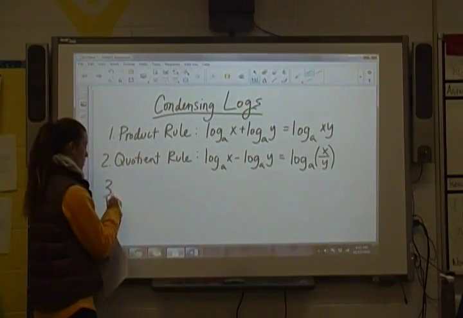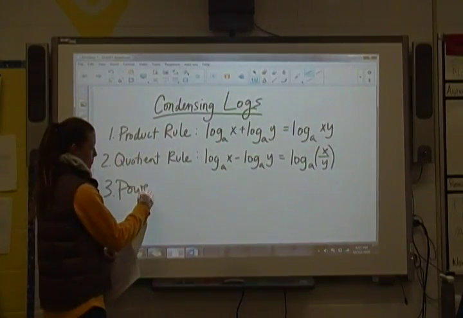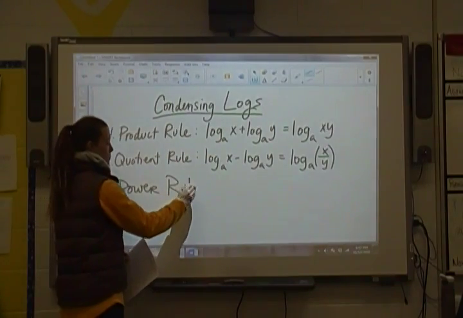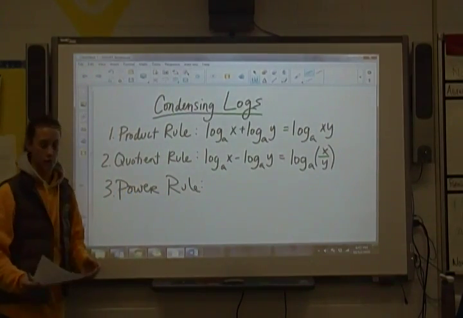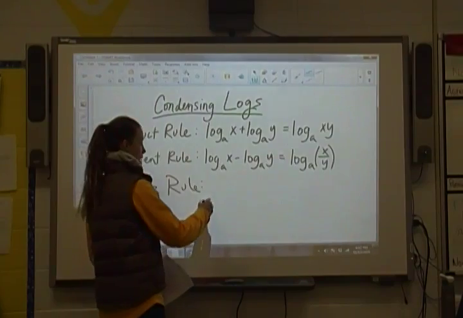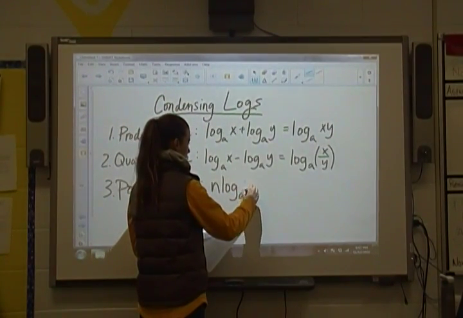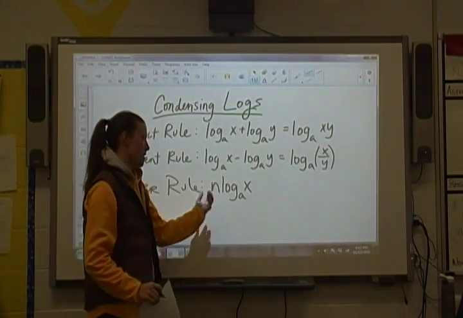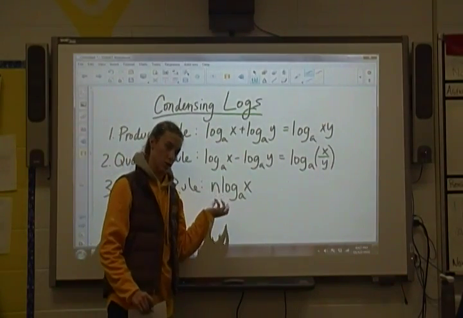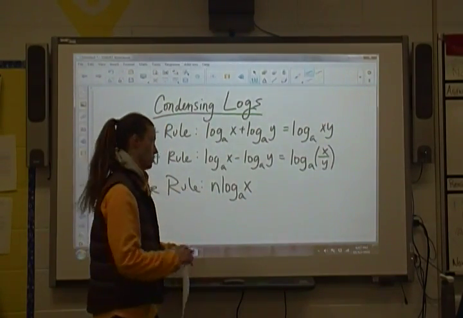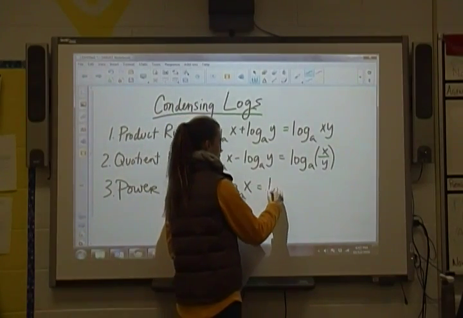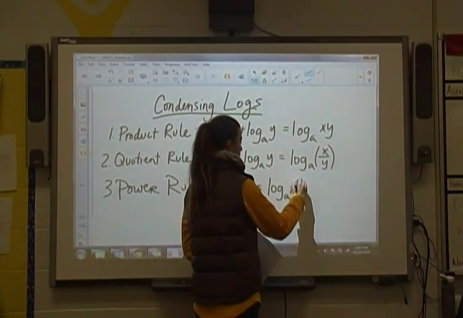And the last rule is the power rule. And the way the power rule works is if you have something as a coefficient in front of your log, then to condense it, we don't want any coefficients. We want everything to be written as one log term. That is log base a of x to the nth power.